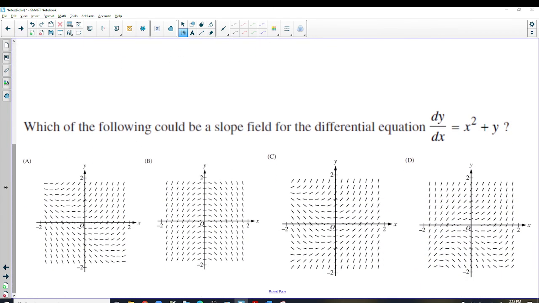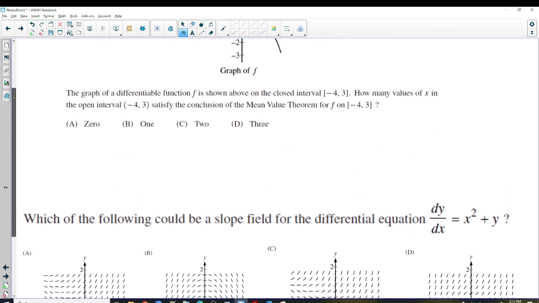So I haven't done that one. I haven't done this one all day. I've completely forgotten to scroll down.